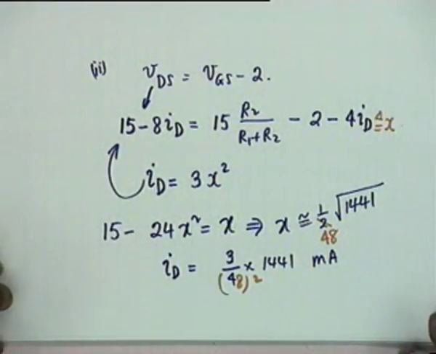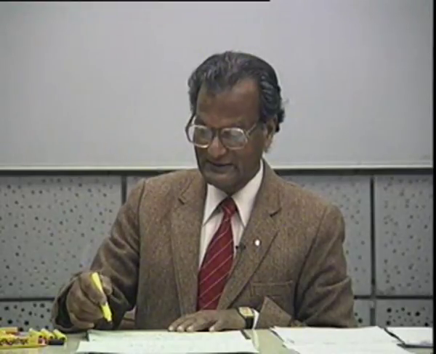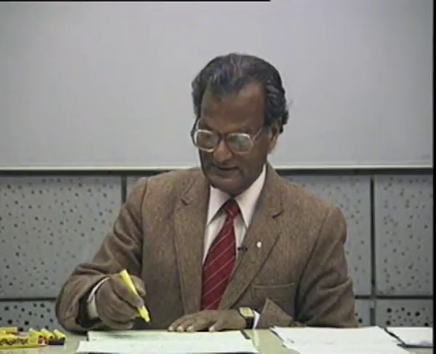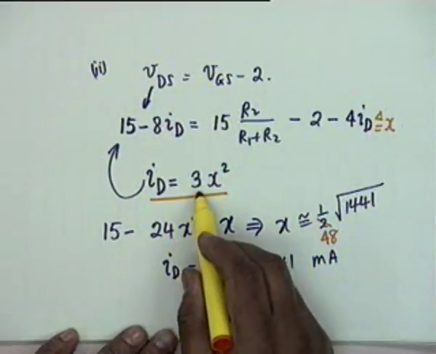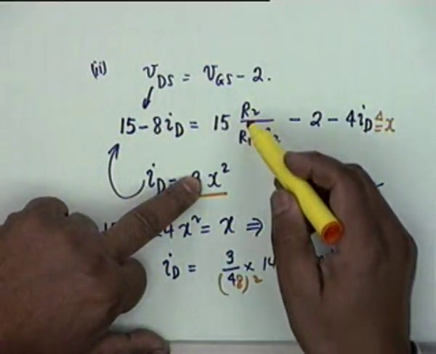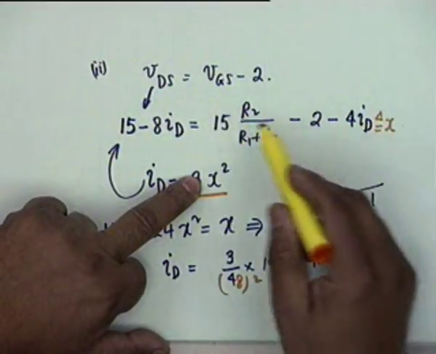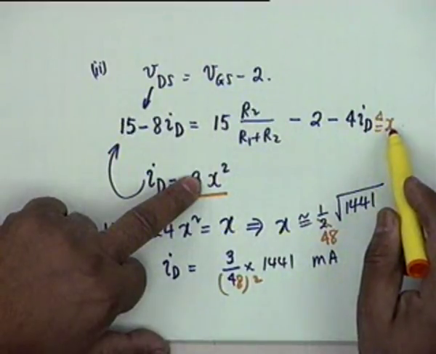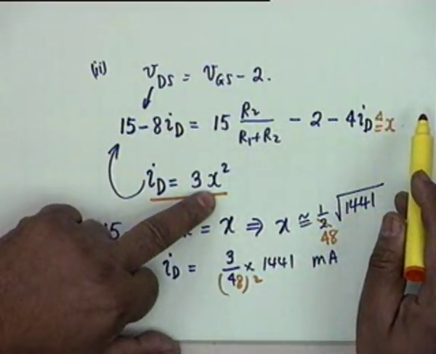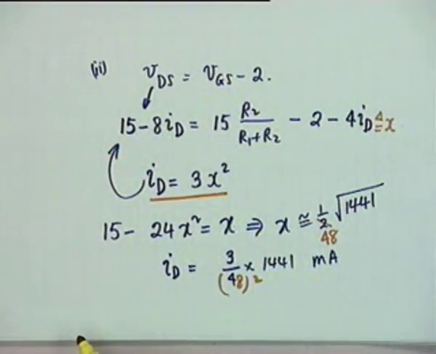Okay. So can you explain the solution again? Which solution? You used x in the right hand side. Oh, you see, what I do is, I have to find out ID. ID is 3 times VGS minus 2 whole squared. And VGS minus 2 can be written in terms of ID. So this right hand side I put as x, so it becomes 3x squared. Okay, and I substitute this back here, so I get a quadratic equation, and this is the solution.